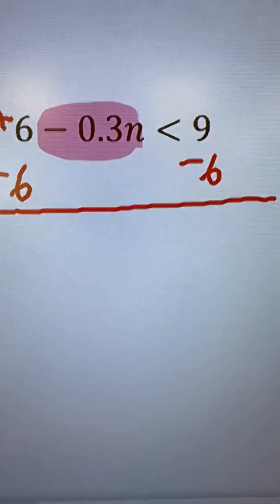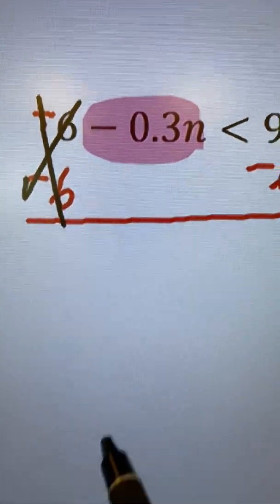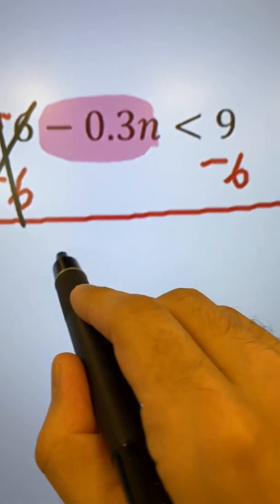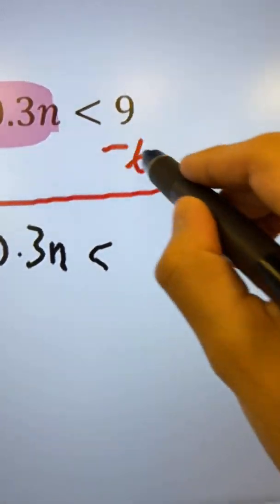And what I'm going to do now is simplify. 6 positives and 6 negatives cancel each other out. That's a 0 pair. And now I bring down my term. Negative 0.3n is less than 9 minus 6, which is 3.